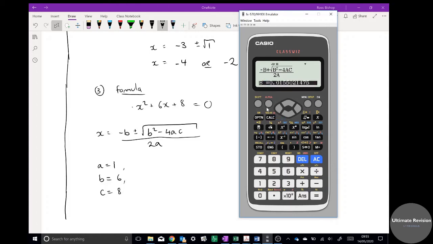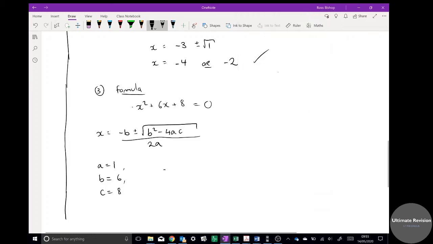Right, now it tells me what it wants my b value to be. My b value is 6. My a value is 1. And my c value is 8. And then if I press equals again, that's my first solution.